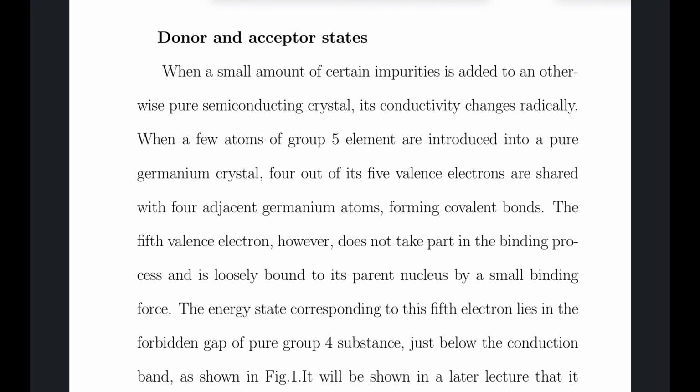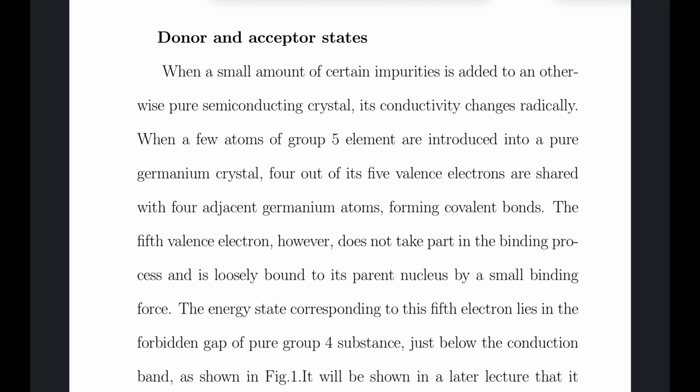The 5th valence electron, however, does not take part in this binding process and is loosely bound to its parent nucleus by a small binding energy. The energy state corresponding to this 5th electron lies in the forbidden gap of pure group 4 substance just below the conduction band as shown in figure 1.